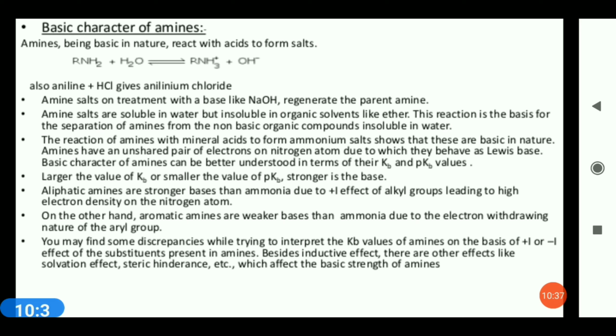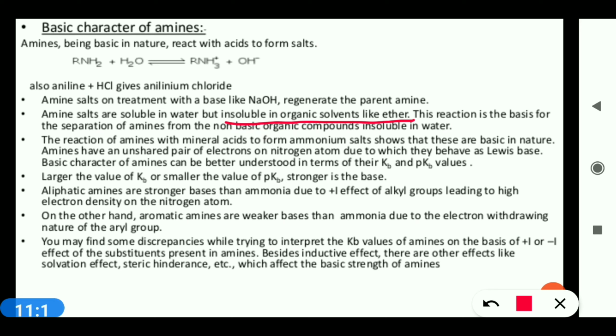As we know, amines are the derivatives of ammonia. So, amines are basic in nature and react with acids to form the salts. Also, aniline reacts with HCl and gives the anilinium chloride. Now, amine salts on treatment with a base like NaOH regenerate the parent amine. Amine salts are soluble in water but insoluble in organic solvents like ether.